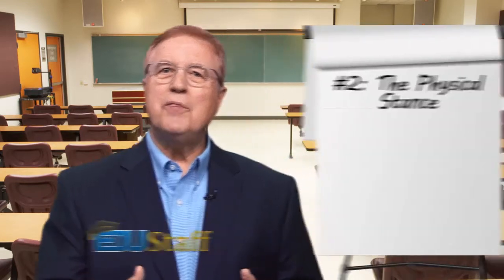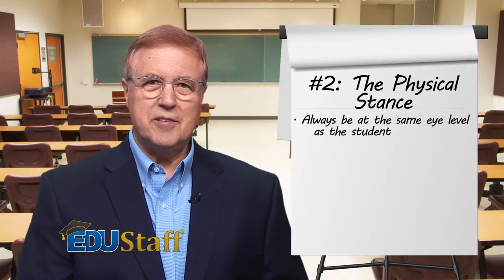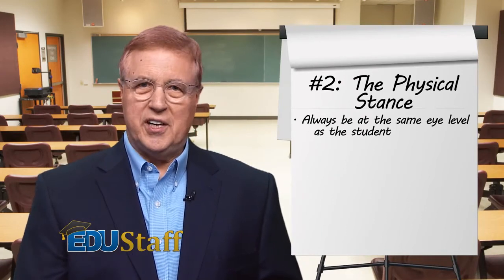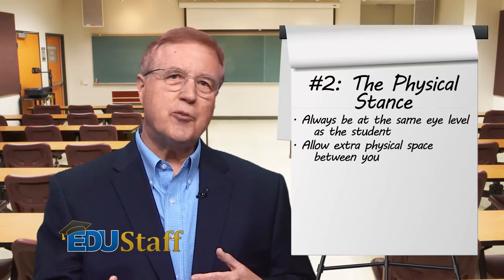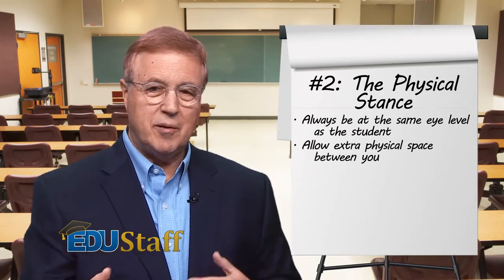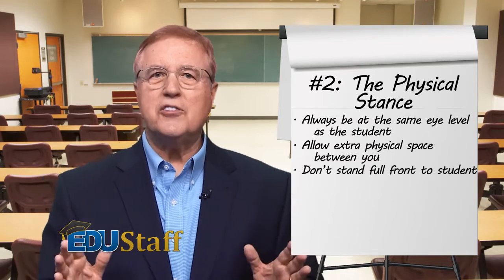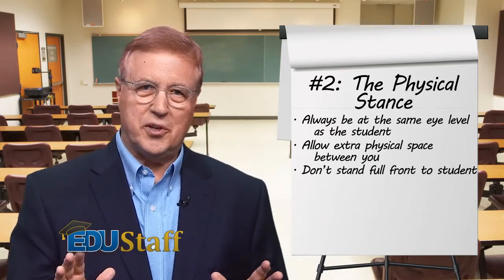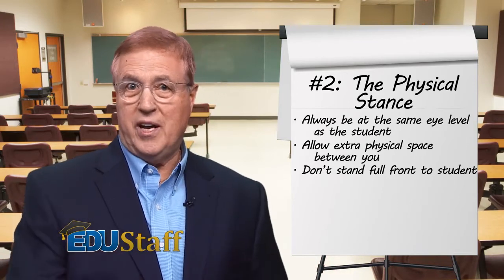Number two, the physical stance. Always be at the same eye level as the student. Encourage the student to be seated, but if the student stands, so should you. Allow extra physical space between you, about 4 times the usual personal space. Do not stand full front to the student. In other words, stand at an angle so you can sidestep away if needed.